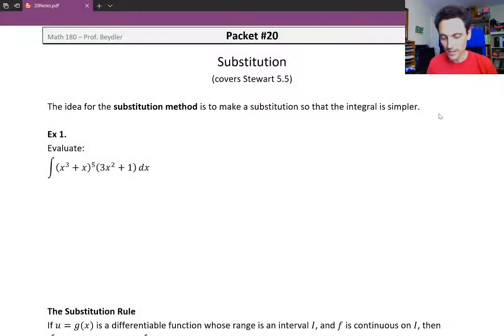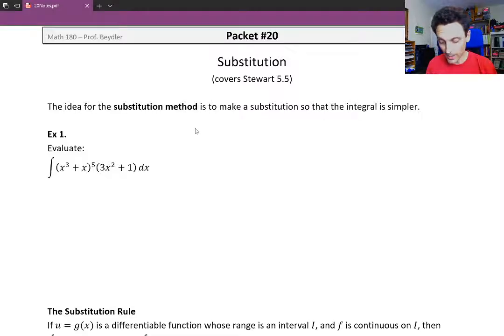In this video, we're going to learn the first of 2 powerful techniques to help us find antiderivatives. This one is called substitution. Let's take a look. The idea for the substitution method is to make a substitution so that the integral becomes simpler. And I think the best way to learn about the substitution method is to start with an example.